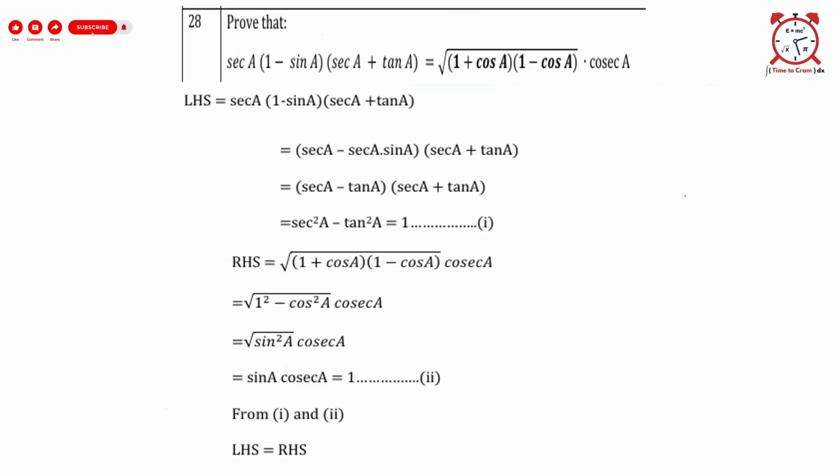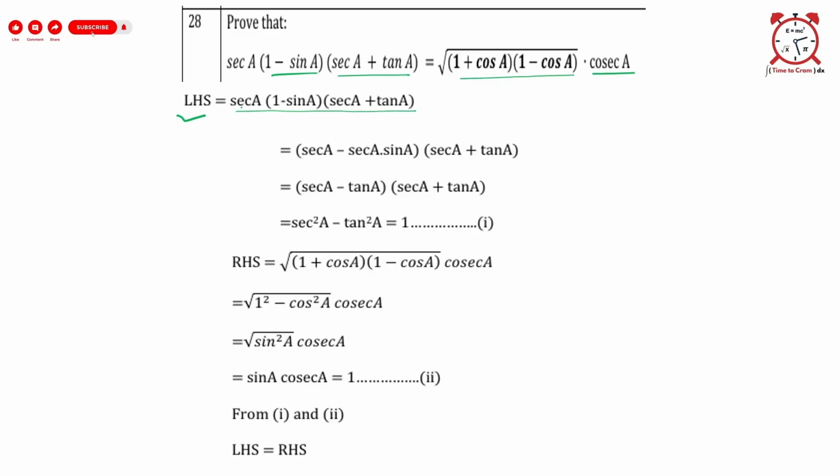Question number 28. This is a question of trigonometry. Here also you will get the internal option. First we will see this question: sec A into the bracket 1 minus sin A into the bracket sec A plus tan A equal to, we have to prove, the square root of (1 plus cos A) into (1 minus cos A), and outside the square root it is multiplied by cosec A. We will take the left hand side and right hand side one by one. First we will simplify the left hand side: sec A (1 minus sin A)(sec A plus tan A).